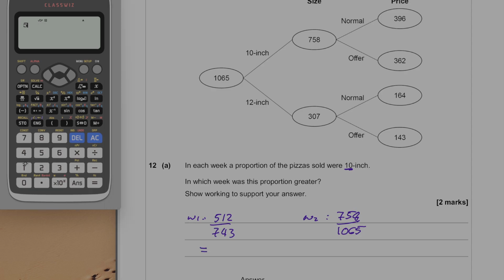Now I'll go decimal on both of them and just see which one is the bigger decimal. So 512 over 753, and I want that as a decimal. So I've got 0.689... And then for week 2, I've got 758 over 1065. And as a decimal, that's going to be 0.7117... So in which week were there a greater proportion? In week 2.